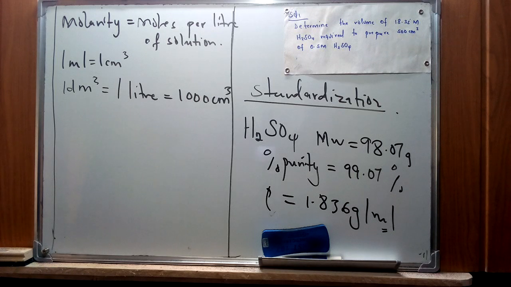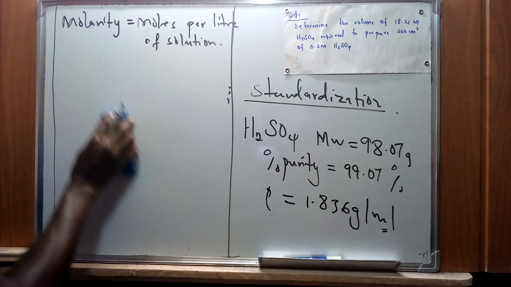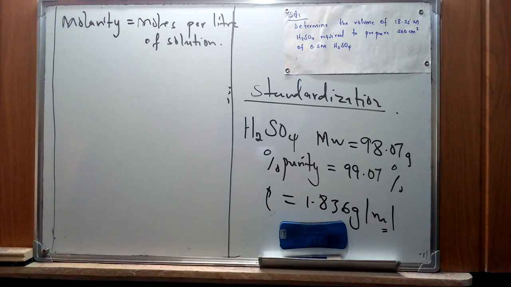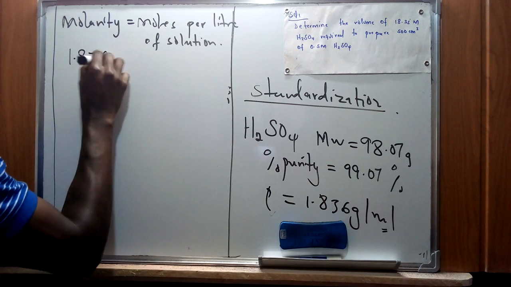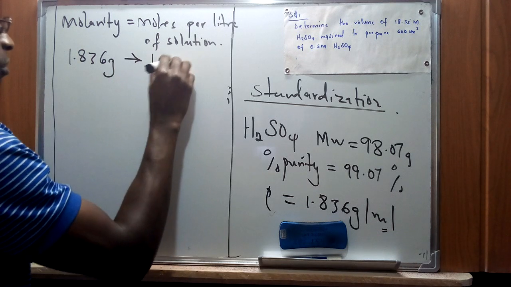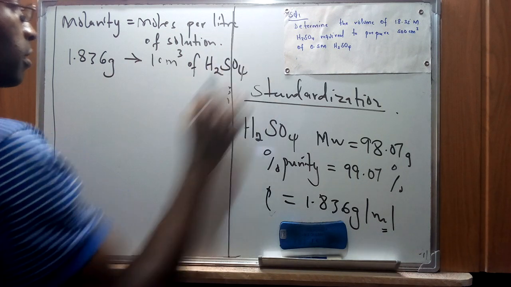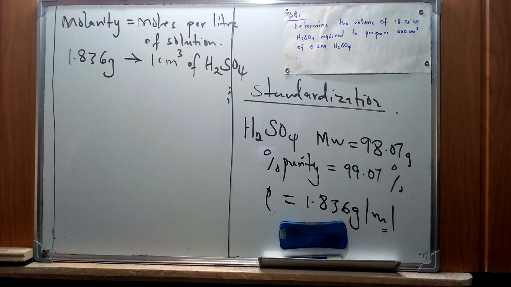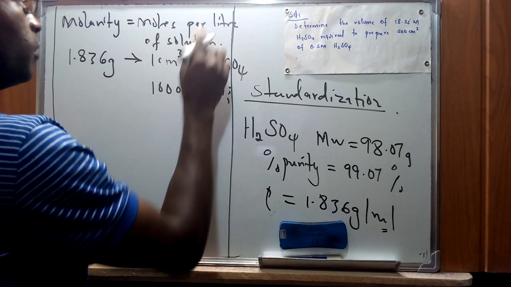In this case, I'm going to restrict myself to centimeter cubed, so that we use it as a general unit for volume in our discussion. So the density which we have been given here is 1.836 grams. Basically this is contained in 1 centimeter cubed of this specific product, which is sulfuric acid. So therefore we can find out what quantity will be contained in a liter of this specific solution.